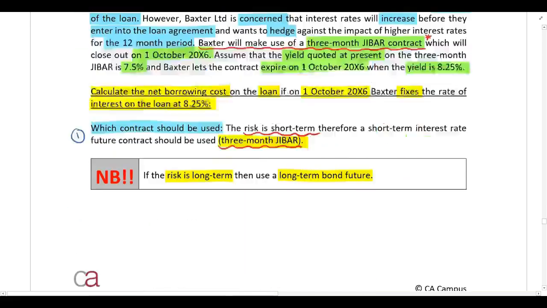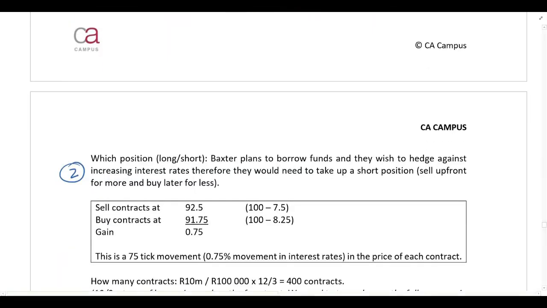So we can include that in our solution. Which position should they take? They are going to borrow funds and they need to hedge against interest rates increasing. So they should take up the short position where they sell now and they buy later. So let's actually work out what the impact of this is.